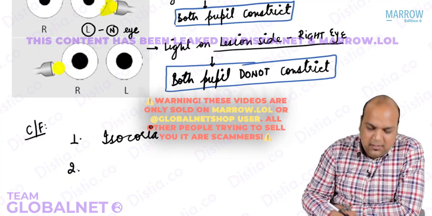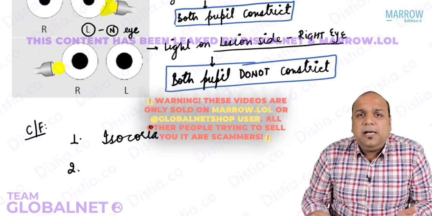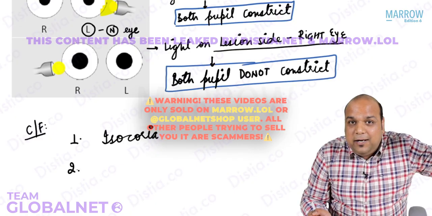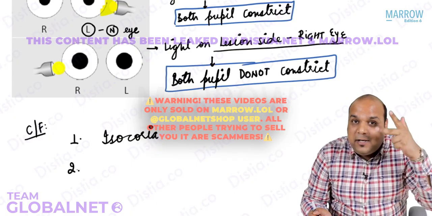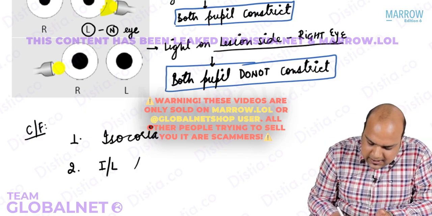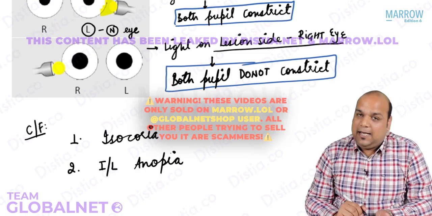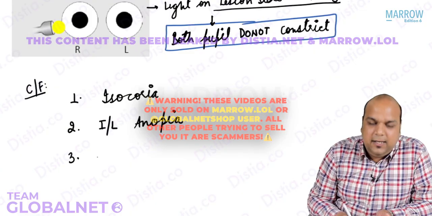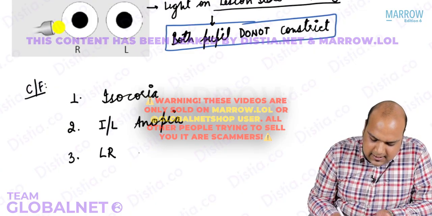Number two, everybody. This is a lesion of what, everybody? Complete lesion of optic nerve. Think back to the first part of the neuro-ophthalmology, everybody. Visual pathway lesion number one, optic nerve. If the optic nerve is cut, what will it lead to? Ipsilateral anopia. Yes or no? Isochoria, ipsilateral anopia. Number three, light reflex is absent.